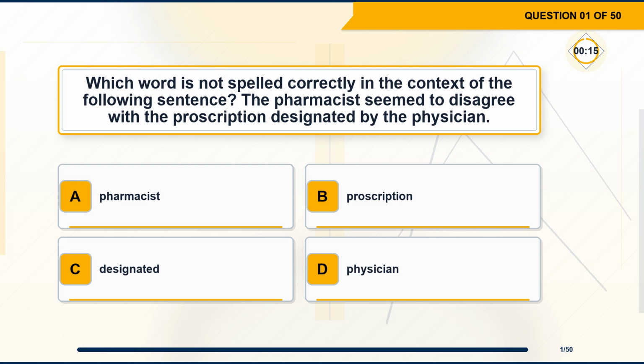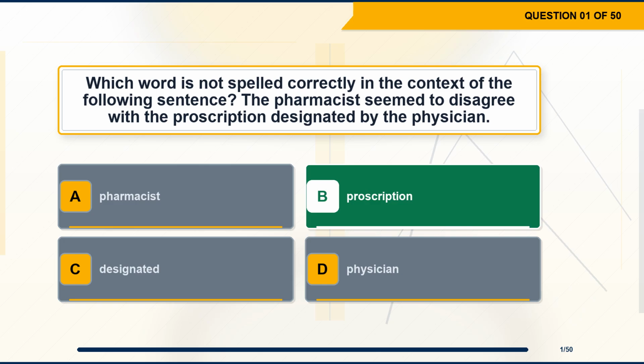Question 1. Which word is not spelled correctly in the context of the following sentence? The pharmacist seemed to disagree with the prescription designated by the physician. Option A, pharmacist. Option B, prescription. Option C, designated. Option D, physician.